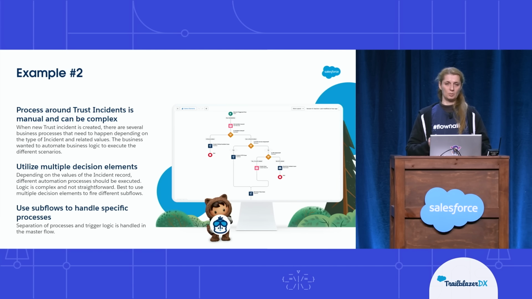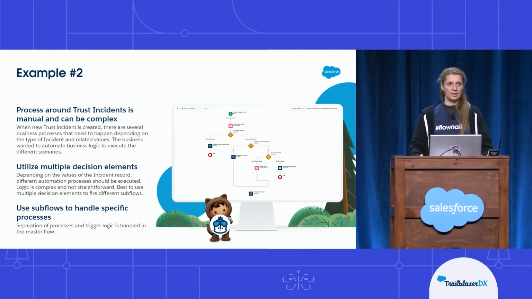So once we created the automation process to create the incident record based on those values, our business partner asked us if we can automate the full process, meaning automating everything that's happening from the moment that incident record is created, including those business processes. So the best way to do it is to use the record trigger flow with multiple decision elements and then multiple subflows. And that is for two reasons.